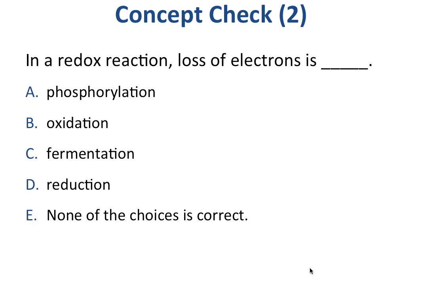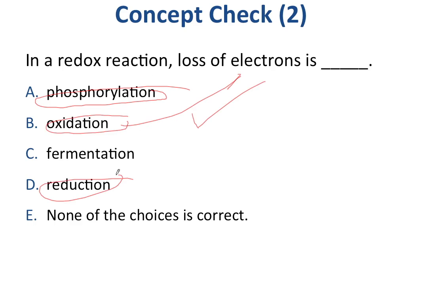Now let's work on this question. In a redox reaction, loss of electron is... I give you 5 seconds. Okay, so phosphorylation is not right because phosphorylation means adding phosphate. Oxidation, yeah, oxidation is correct. Reduction means gain an electron.